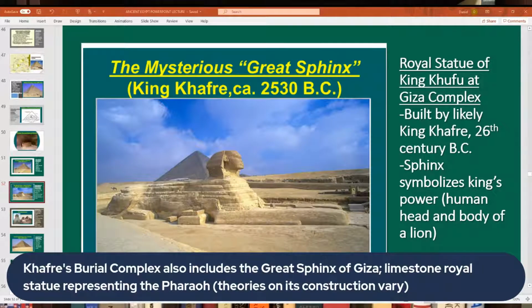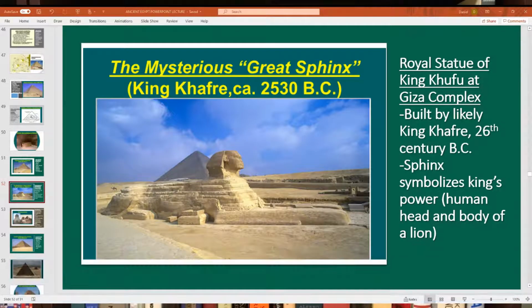And you know about the Sphinx, it's this mythical creature that's part man, part lion, with the body of a lion and the head of a man. It was believed to represent the power of the pharaoh, his power as a ruler. Lions are ferocious and things like that, and so that's why I guess they picked the lion as that kind of image.